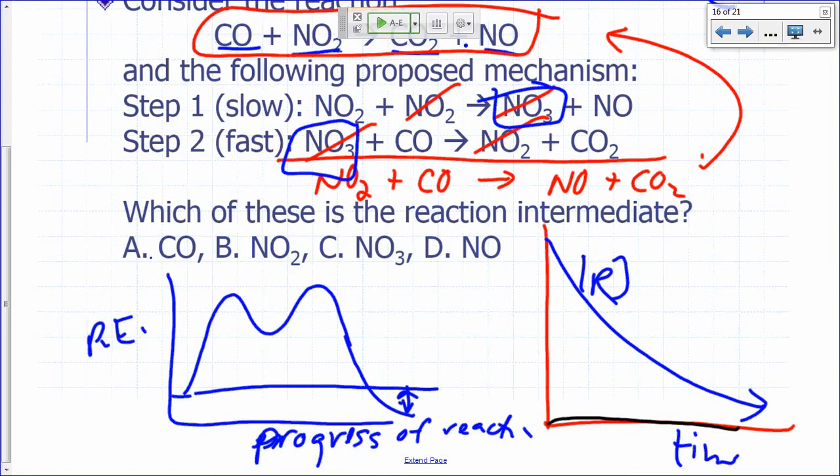So what would you call carbon monoxide here? It's not a reaction intermediate. What would it be? That's a reactant, right? NO2 would also be a reactant, okay? And NO would be a product. What would CO2 be?